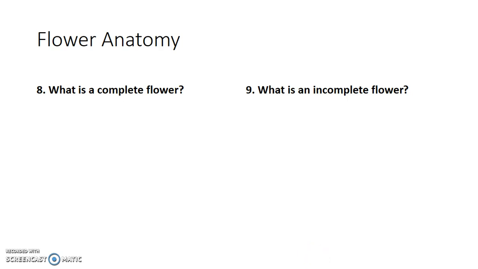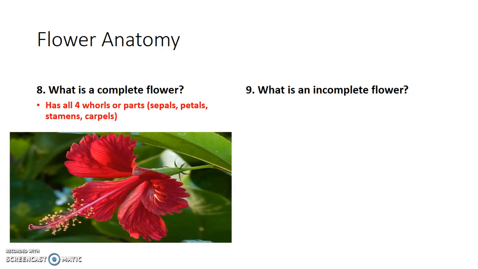Flowers can be complete and they can be incomplete. A complete flower has all four parts, or what's otherwise known as whorls. And these parts are sepals, petals, stamens, and carpels. If you look at this flower, it has sepals down here, petals, stamens, that's those yellow things, and a carpel right in the middle. So this hibiscus flower would be considered a complete flower because it has all four parts.